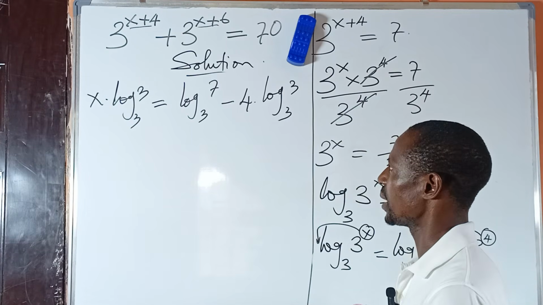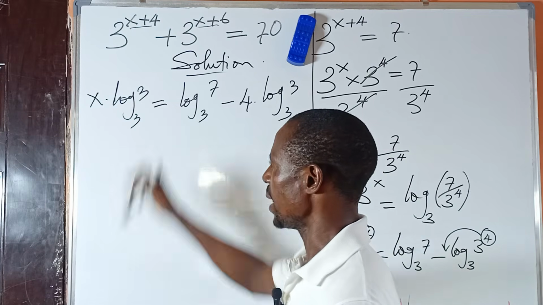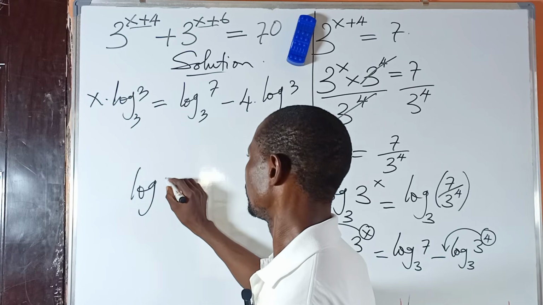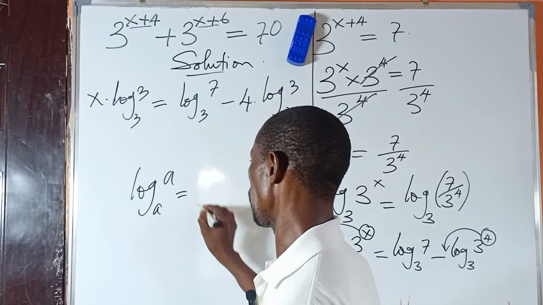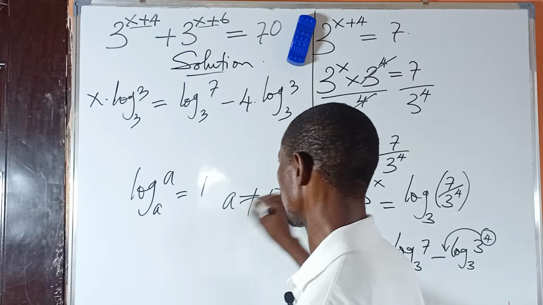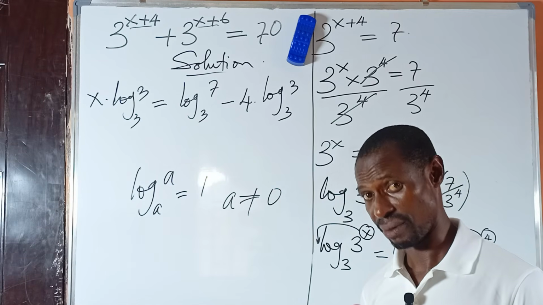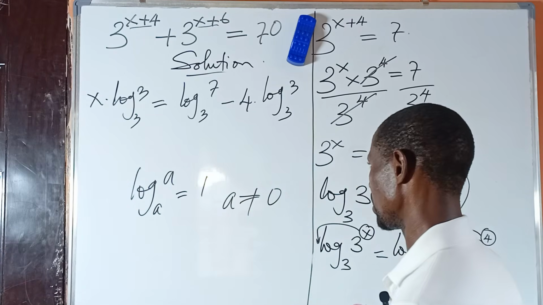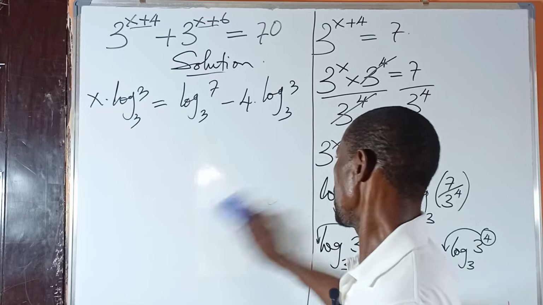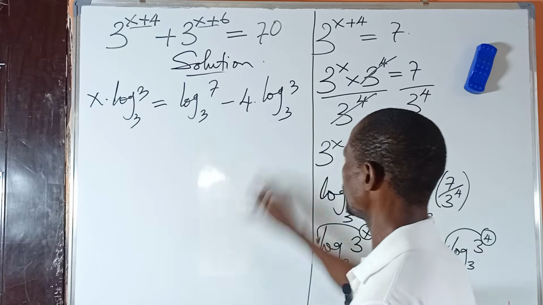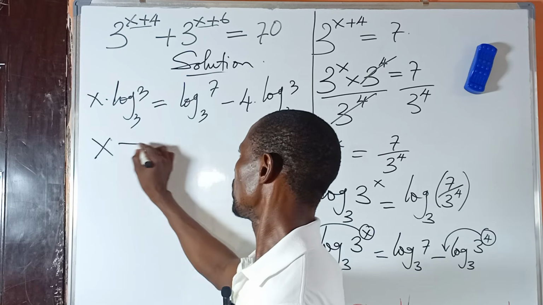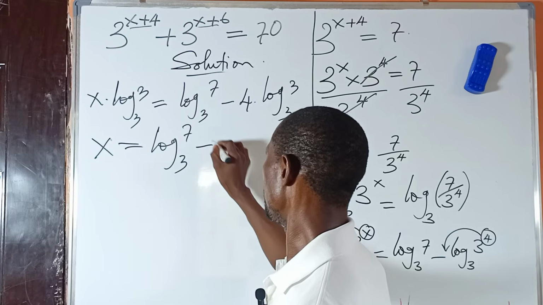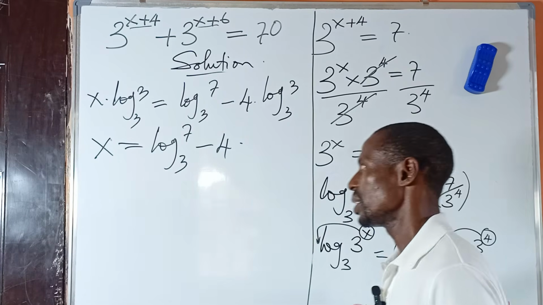Okay, so what we do here now, we apply another law again, which says that the log of a base a is equal to 1, provided a is not equal to 0 and a is not an imaginary number. So 3 is not 0, 3 is not an imaginary number. So this law holds. If it holds, then what happens? Here we're going to have 1, here we're going to have 1. So we're going to end up having x now equal to the log of 7 base 3, then minus 4. Easy.